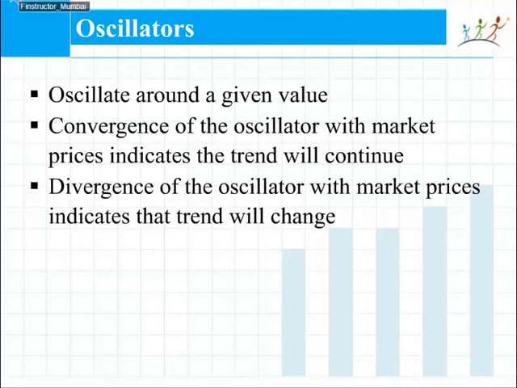Secondly, convergence of the oscillator with the market price indicates that the trend will continue. If the oscillator is going positive and the stock price is also going positive, it indicates the trend will continue, be it the uptrend or the downtrend. If the oscillator is moving in the positive direction, whereas the actual market price is moving in the negative direction, then it indicates that the trend may change. So if the oscillator and stock prices are both moving in the same direction, then the trend is expected to continue, and vice versa.